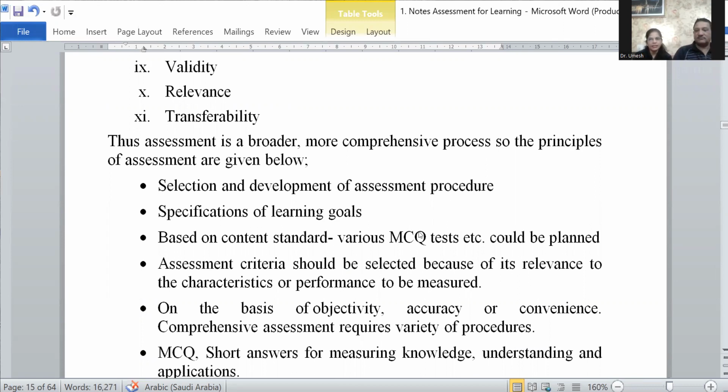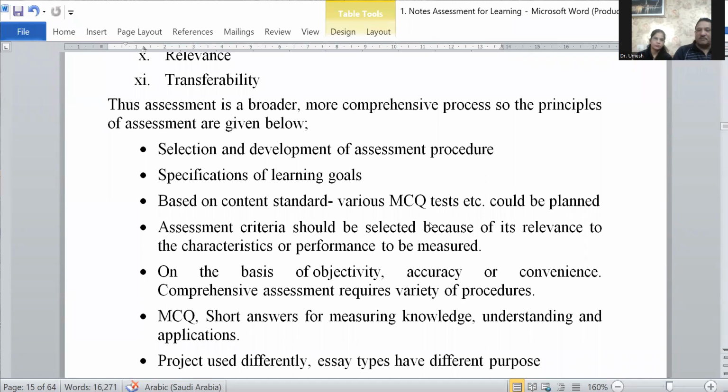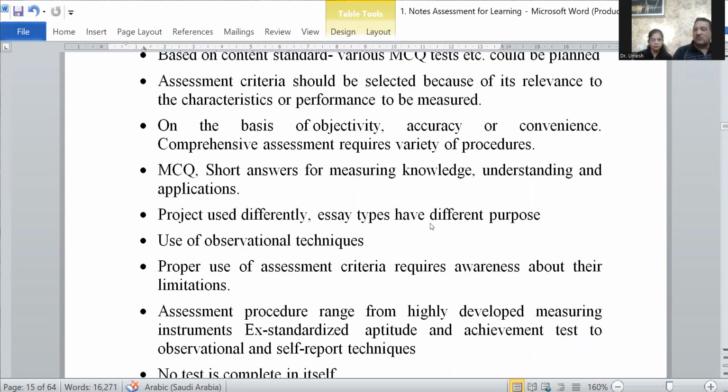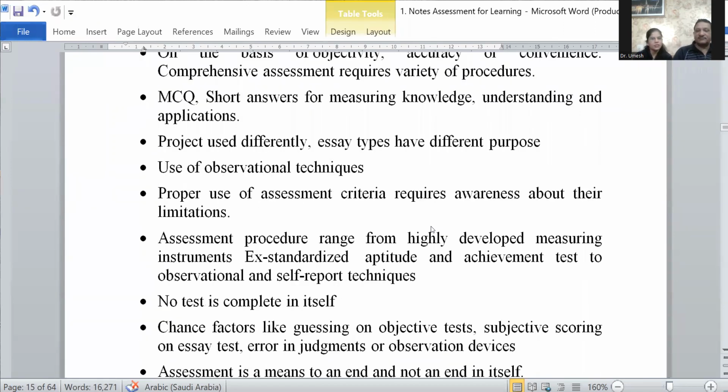Assessment criteria should be selected because of its relevance to the characteristics and performance to be measured. On the basis of objectivity, accuracy, or convenience, comprehensive assessment requires a variety of procedures: MCQ, short answer for measuring knowledge, understanding, and application. Projects are used differently. Essay types have different purposes. Use of observational techniques. Proper use of assessment criteria requires awareness about their limitations. Assessment procedures range from highly developed measuring instruments, standardized aptitude and achievement tests, to observation and self-report techniques.